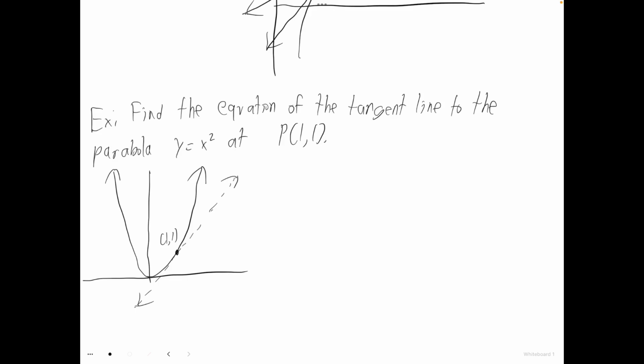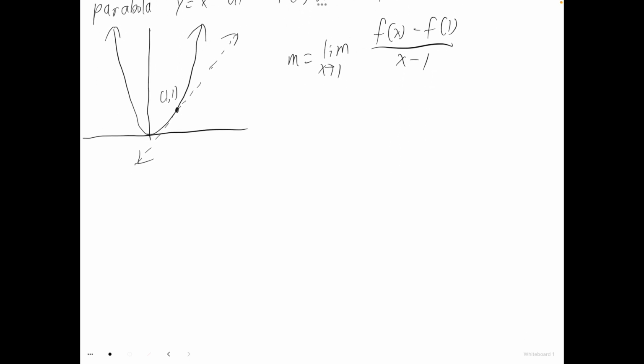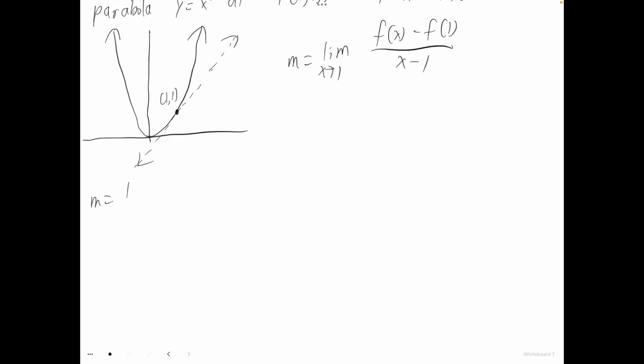Well, the slope we just said is going to be the limit as x goes to 1 of f of x minus f of 1 divided by x minus 1. Well, again, y equals x squared, or f of x equals x squared. And so that's the limit we want to compute. So we have m equals the limit as x goes to 1, plugging things in, f of x is x squared minus f of 1 is just 1, divided by x minus 1.